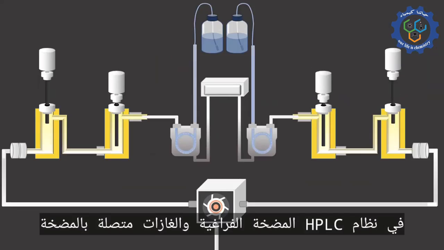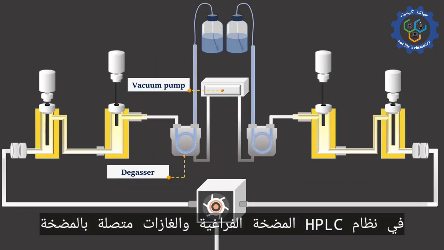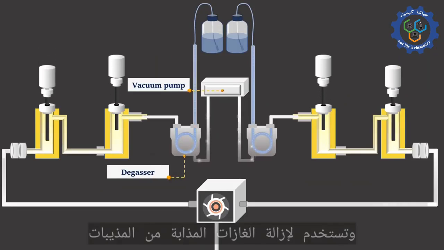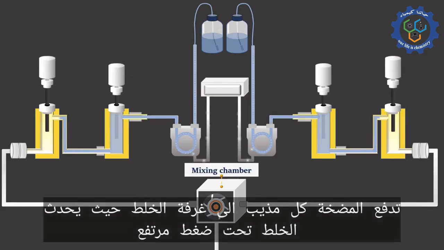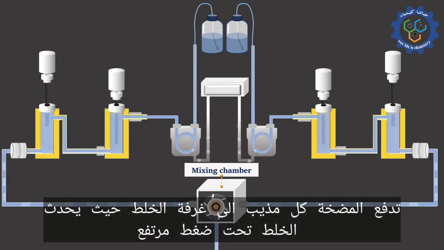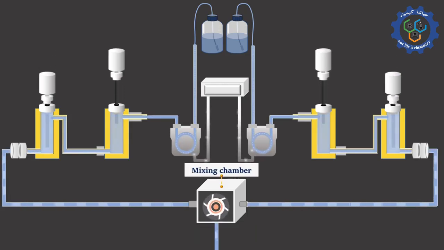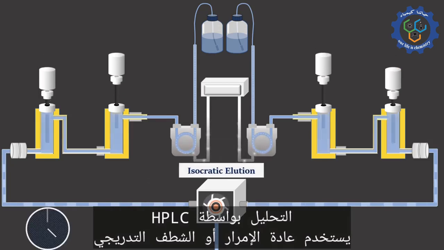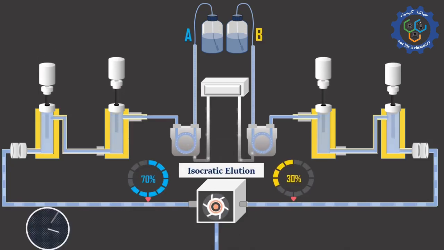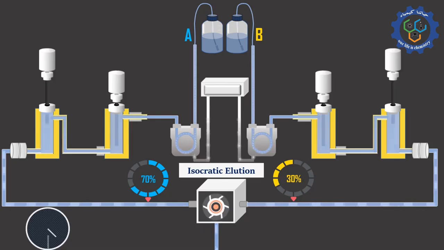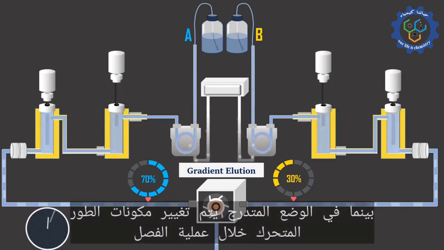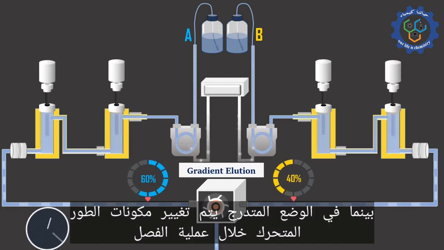In the HPLC system, a vacuum pump and a degasser are connected to the pump and used to remove dissolved gases from the solvents. The pump drives each solvent to the mixing chamber, where mixing takes place under higher pressures. HPLC analysis commonly uses isocratic or gradient elution. In isocratic mode, the mobile phase composition remains constant throughout the procedure, whereas in gradient mode, the mobile phase composition is changed during the separation process.